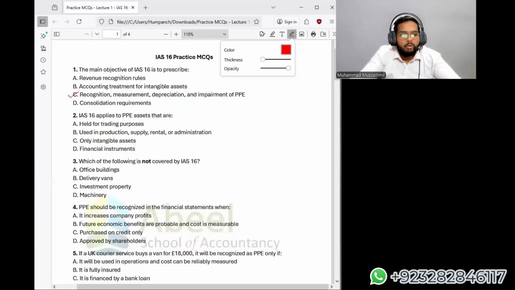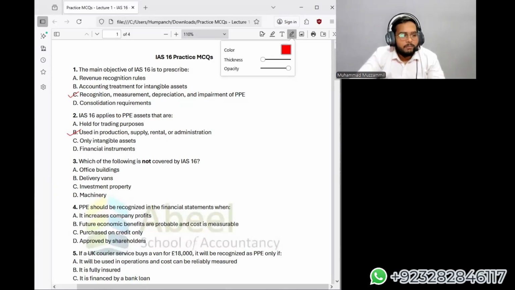We are going to account for those property, plant, and equipment assets which are used in the production, supply, rental, or administration. Okay, whether it is tangible, all those tangible assets. Why? Because we have another standard for intangible assets.